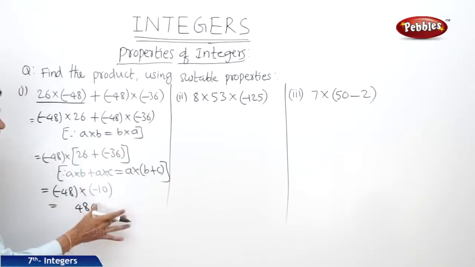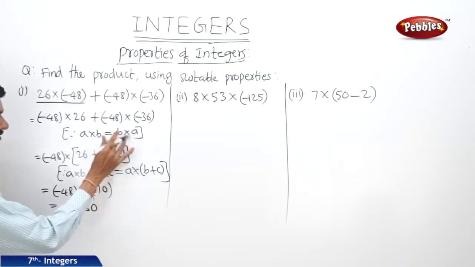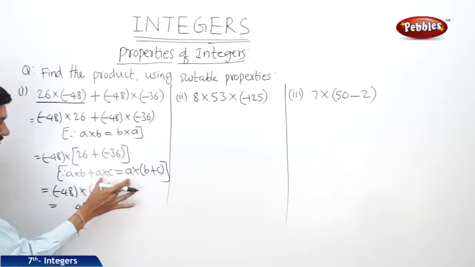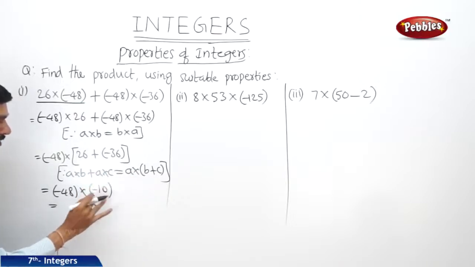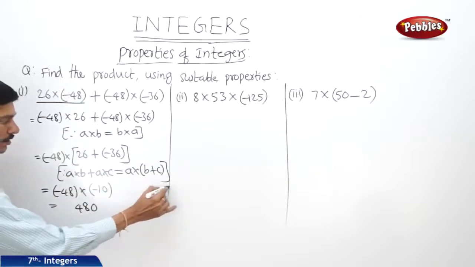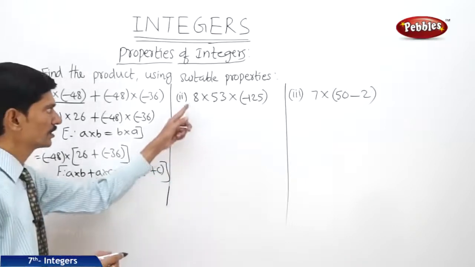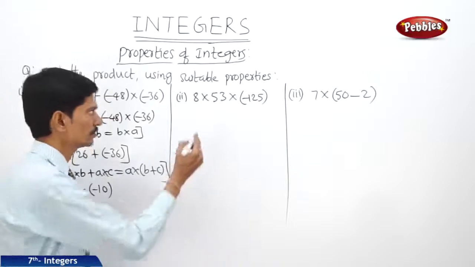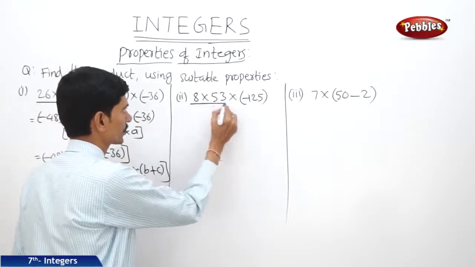So in this problem we have used two properties. One is the commutative property of multiplication and the second is the distributive property of multiplication over addition. Now let us see the second question: 8 into 53 into minus 125. So we can use the commutative property of multiplication here.